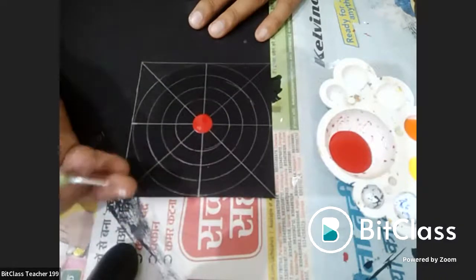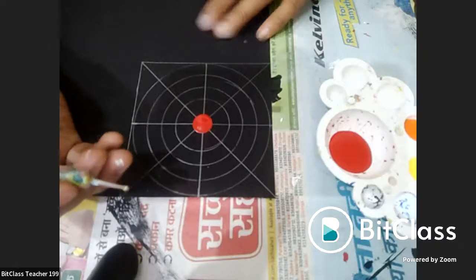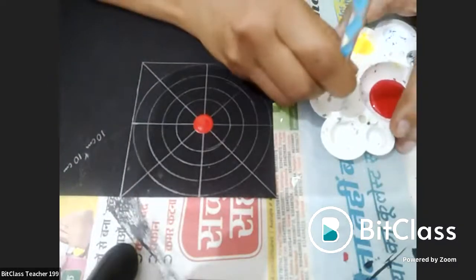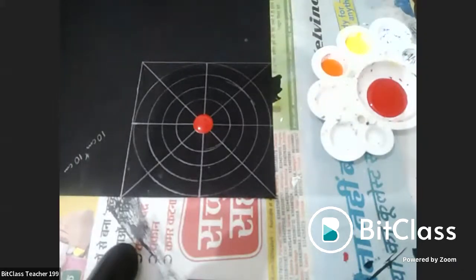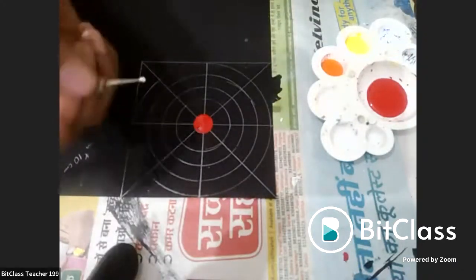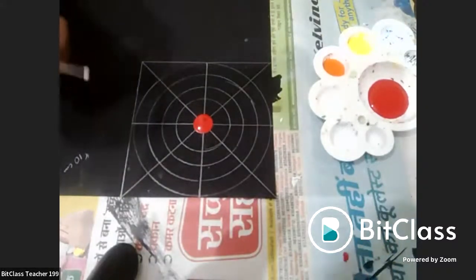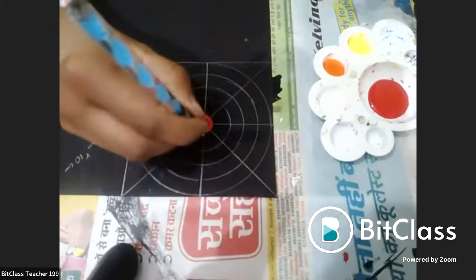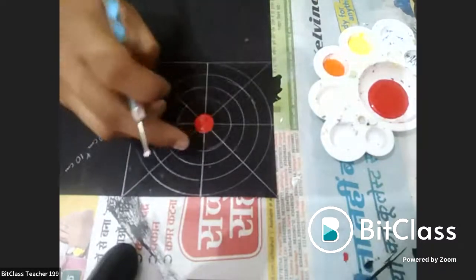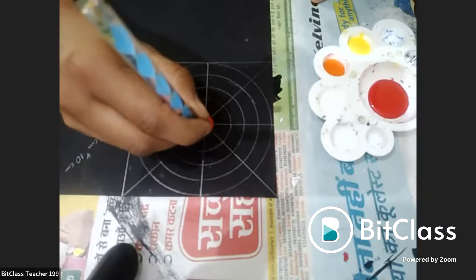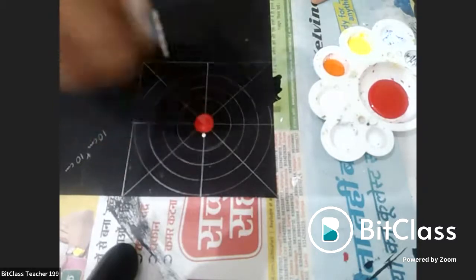I'll be using the thicker side of the blue needle dotting tool, and I'll be dipping this into the white color. Okay, dipping this into the white color and placing a dot. Firstly, I'll be placing the dot on this line, just a small dot here.